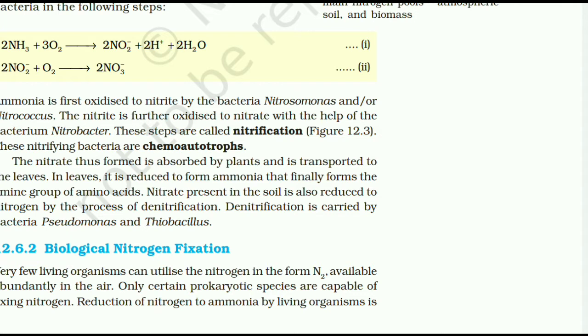The nitrate thus formed is absorbed by plants and is transported to the leaves. In leaves, it is reduced to form ammonia that finally forms the amine group of amino acids. Nitrate present in the soil is also reduced to nitrogen by the process of denitrification. Denitrification is carried out by the bacteria Pseudomonas and Thiobacillus.